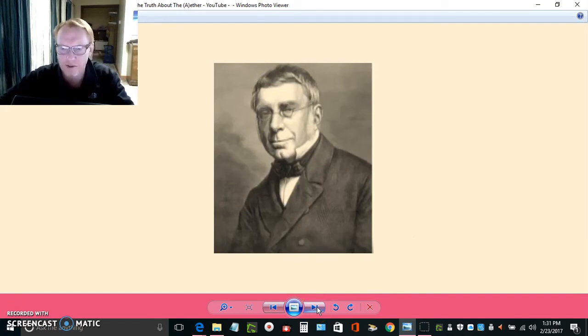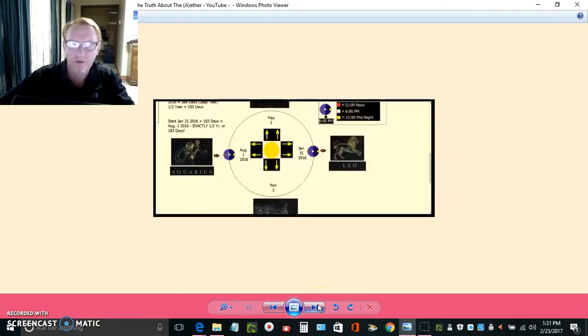This is George Airy's, George Airy's failure. He went out to prove the Earth was moving. He proved that the firmament was moving above. And again, we can prove right now that heliocentricity is absolute batshit crazy nonsense.